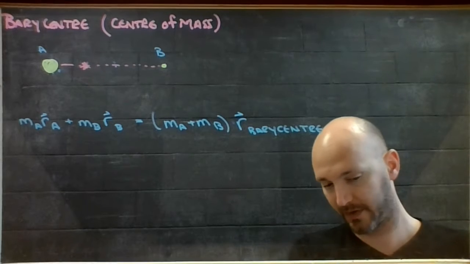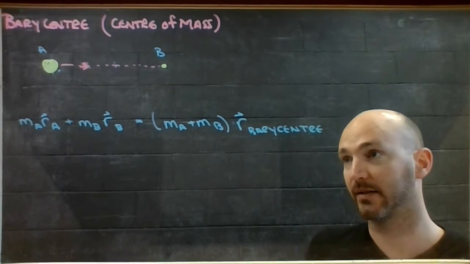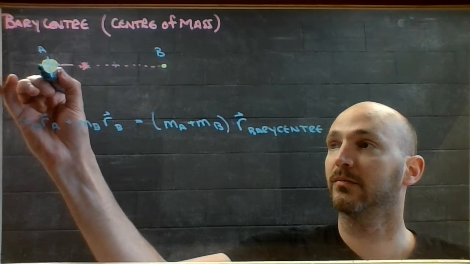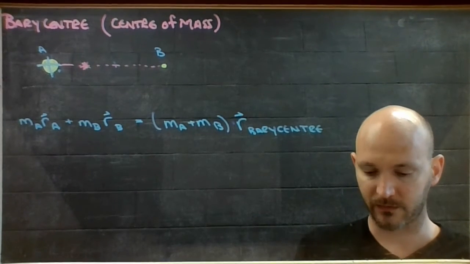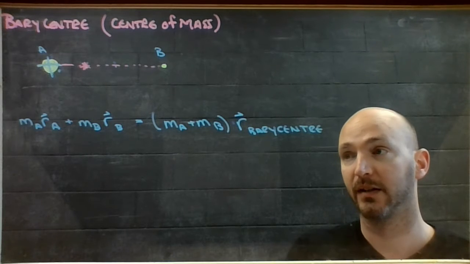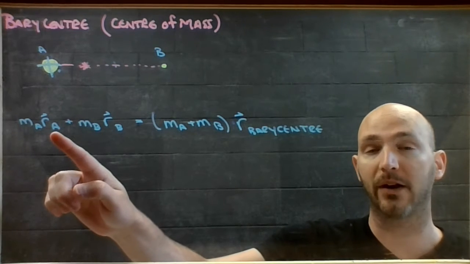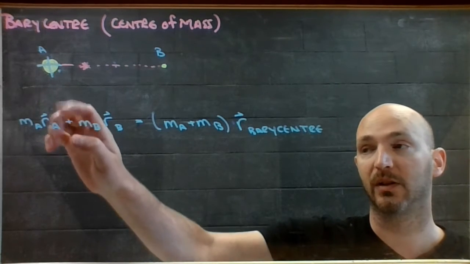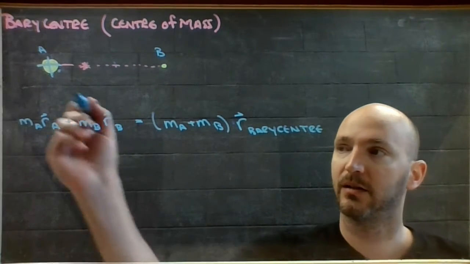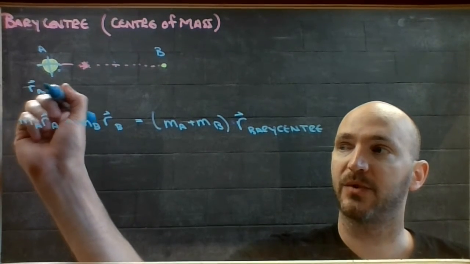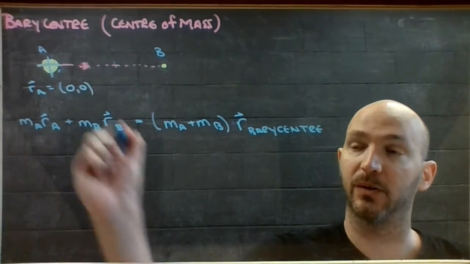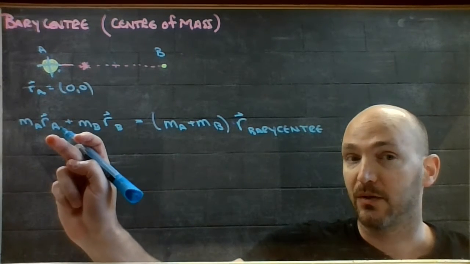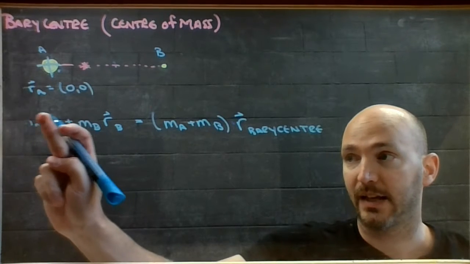Okay, so if I chose my origin to land directly on this, this is going to change a few things. First off, where is the location of A if A is the origin? Well, this vector then, the position of object A, is 0, comma 0. It's right on the origin. If I put a zero vector in here, then that term disappears.